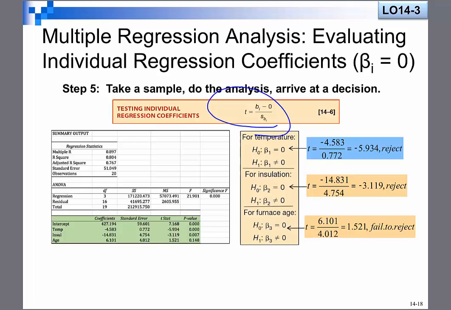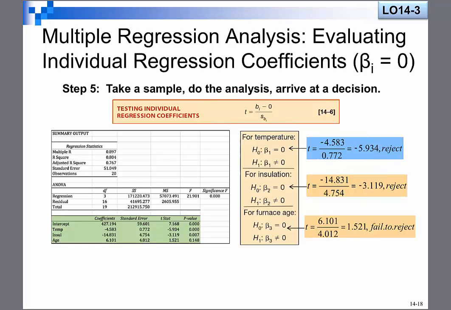Okay, and if you eyeball that summary output, here is negative 5.934. And where do I find that in my summary output? Oh, look at that. Negative 5.934. Here is negative 3.119. There it is right there. And then, of course, 1.521 is right there. Now, sophisticated folks are able to interpret.